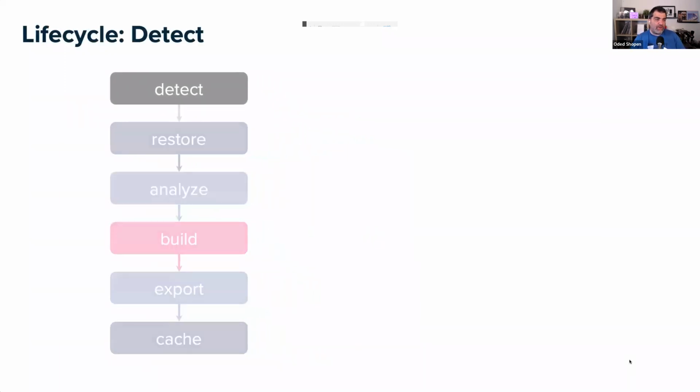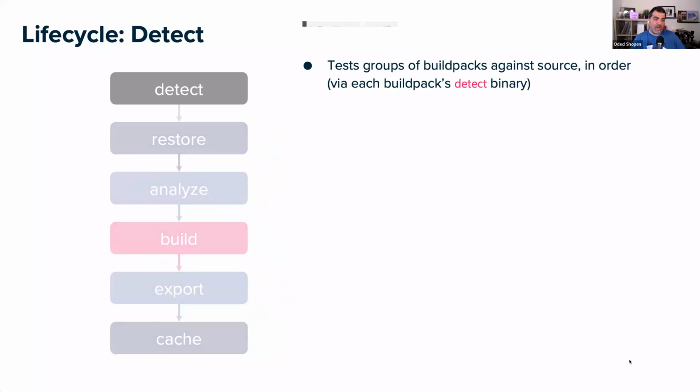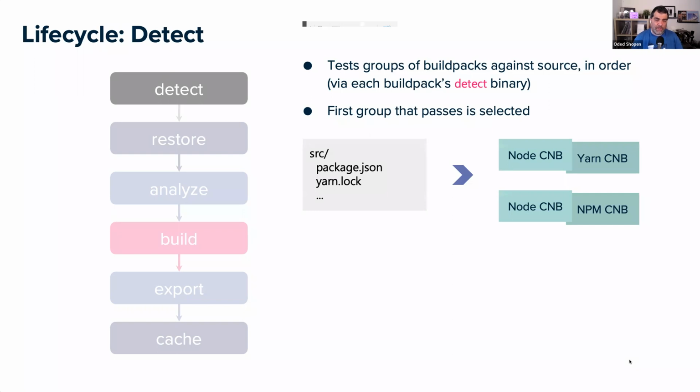The process of detect basically tests the source code that I provide as input against groups of build packs that are available to it, okay? The first one that passes is the one I'm going to use in order to actually build the final image. So let's see an example. If I have a source code, and in my source code I have both a package.json and a yarn.lock file, and I have 2 groups of build packs available in the environment. One of them combines Node with Yarn, and the other combines Node with NPM, right? This is a Node application, obviously.